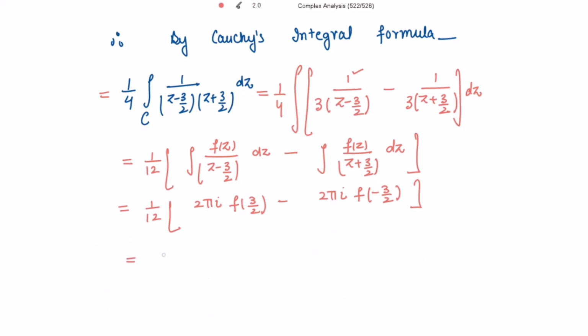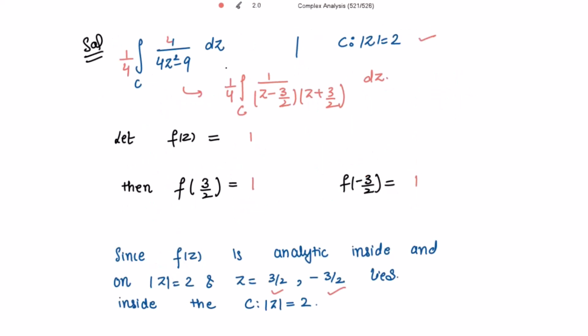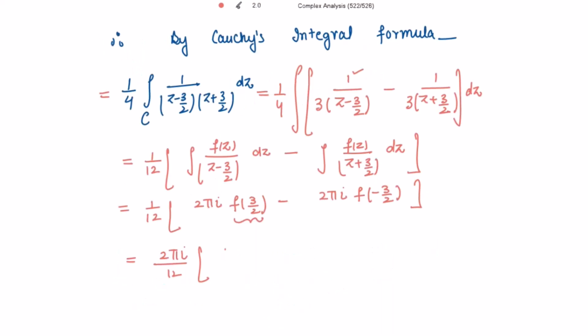So this is further equal to writing 2πi outside of this bracket. What is f(3/2)? We know that we have written the value of this to be 1, and f(-3/2) is also 1 because of the constant function. So it is 1 minus 1, which is equal to 0. So this is how we evaluate such kinds of integrals. Okay, thank you.